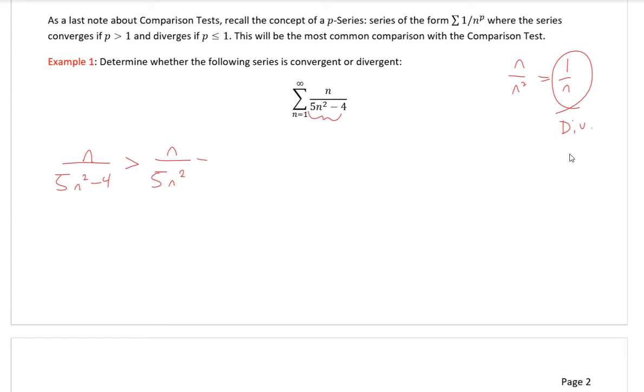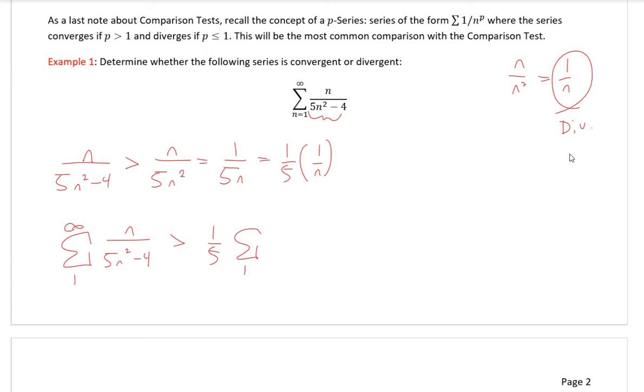And then we recognize that this is 1 over 5n, or 1/5 times 1 over n. I write it like that because that will allow us to make the comparison and say that this sum from 1 to infinity of n over 5n squared minus 4 is going to be greater than 1/5 times the sum from 1 to infinity of 1 over n. By the way, to be safe, you can also just say greater than or equal to. It doesn't exactly matter.